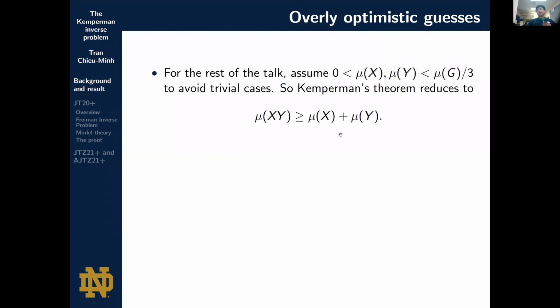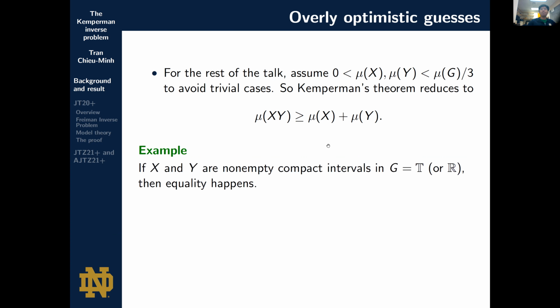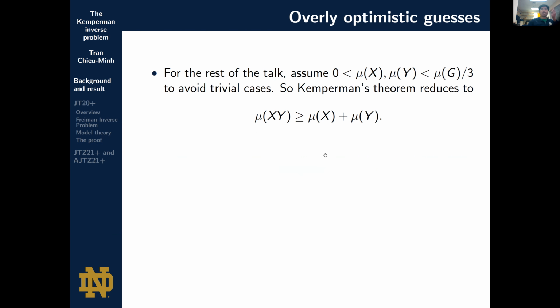So to avoid such situations, we need to stay away from the measure of G over 2, right? Let's stay really far away from that. Assume that the measure of X and the measure of Y are strictly smaller than the measure of G over 3. So in this case, you just have the nice part, where the measure of XY is greater than the sum of those measures. And so let us make a certain guess of what the answer should be, right?